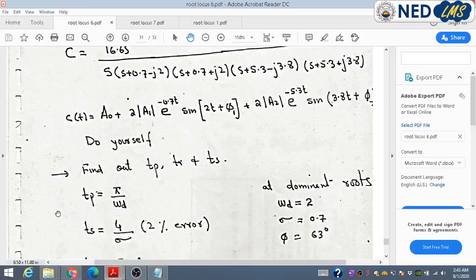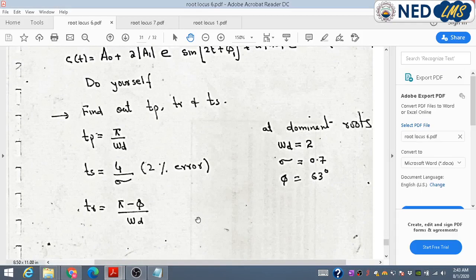Next is to find the other time responses. Here is the formula: Tp is pi over omega d, Ts is 4 by sigma for the 2% error criterion, Tr is pi minus phi over omega d. At the dominant root, we have to find all these things from the figure, from the graph paper. At the dominant root, omega d is 2 radian per second, sigma is 0.7, and phi is 63 degrees. So these three time responses can be determined easily. So it is also a task for you. You have to calculate all these time responses.